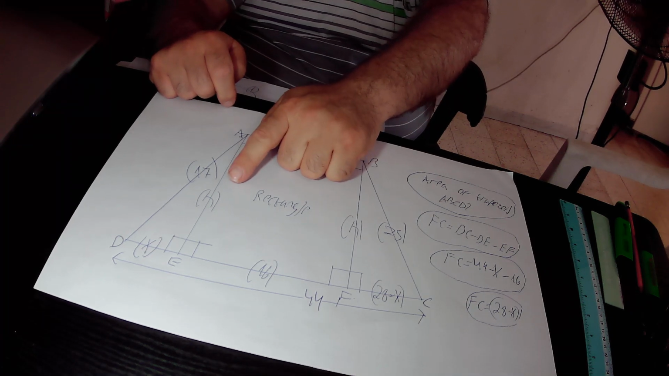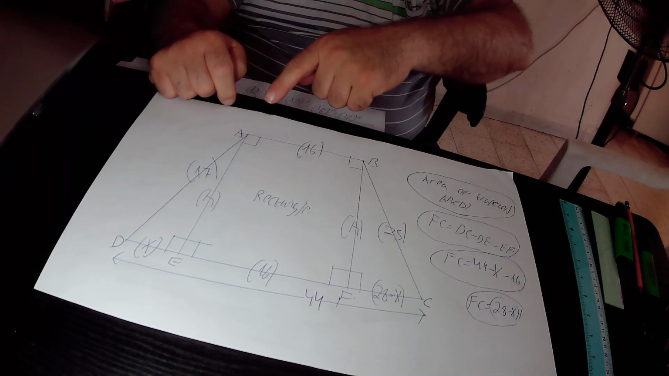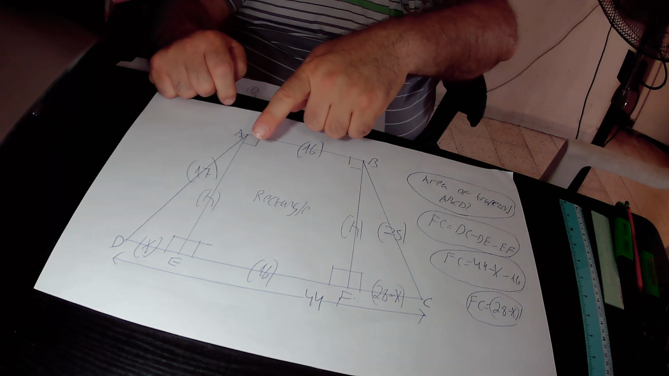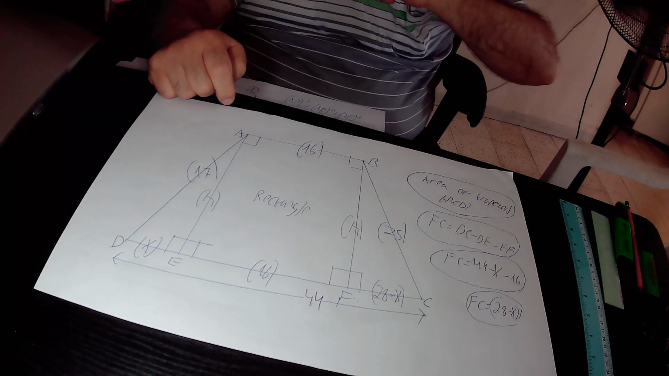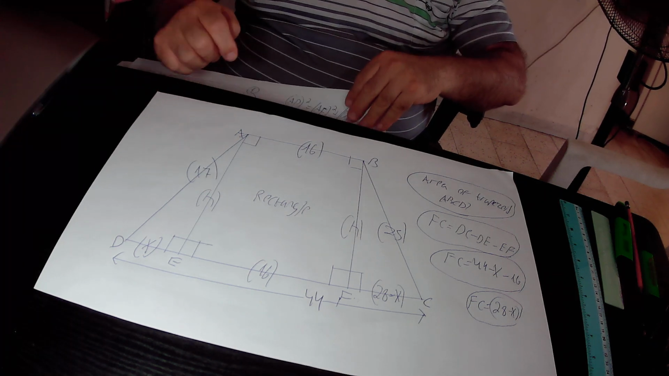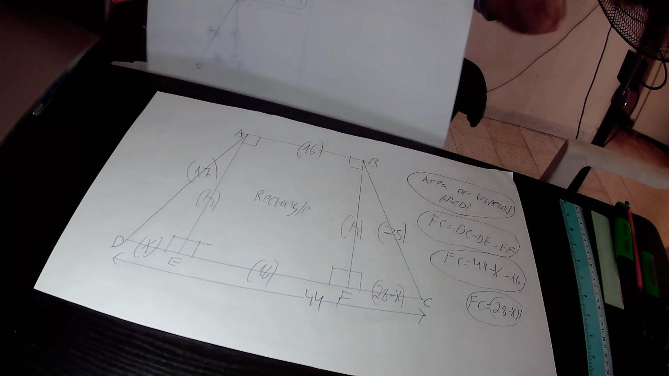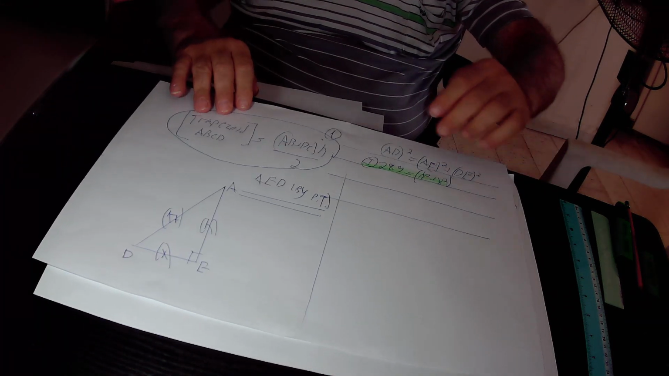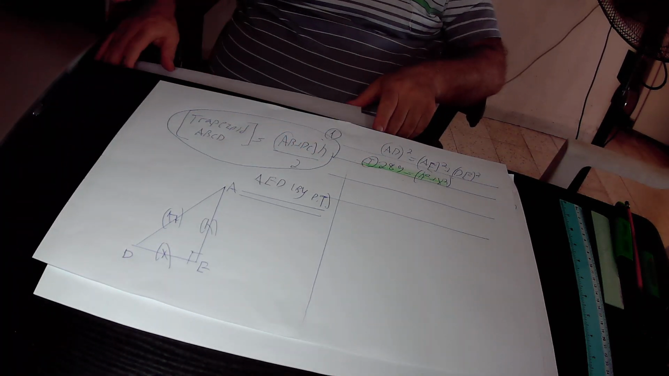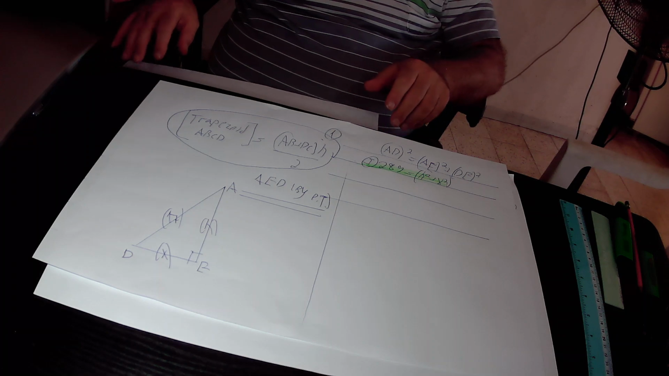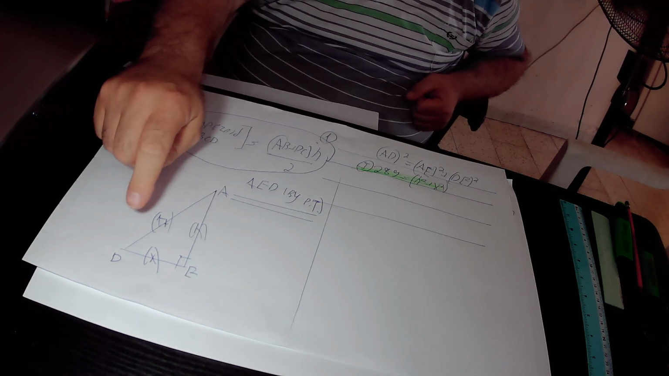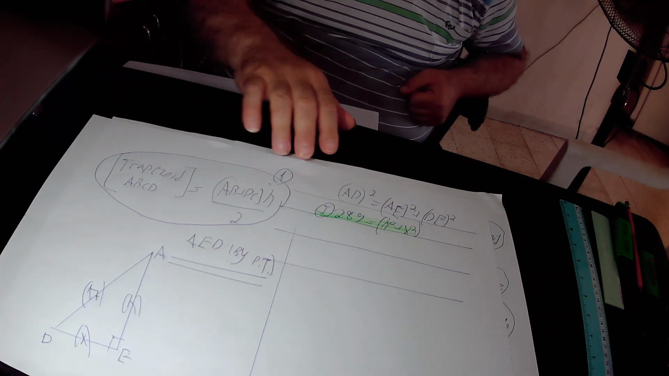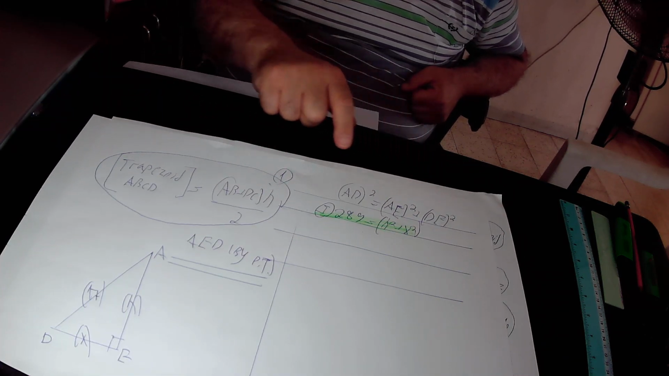H is the height of trapezoid ABCD. Why? Because H creates 90 degrees with DC. So actually, this is the right triangle AED that I called from the original drawing, and in this right triangle AED, according to the Pythagoras theorem, AD square equals AE square plus DE square. Okay, again, AD square equals AE square plus DE square.